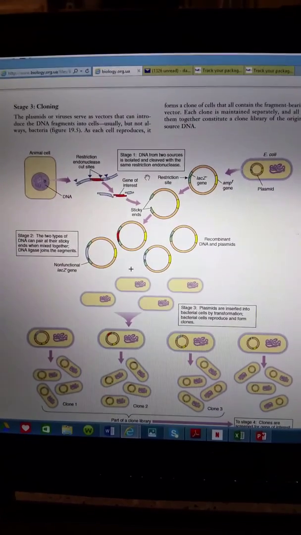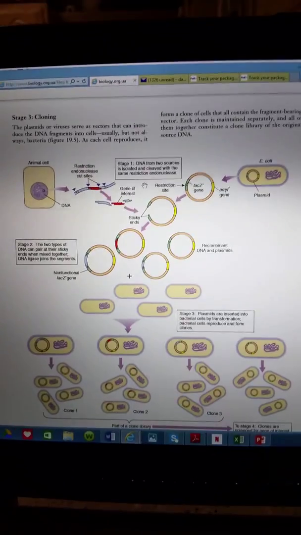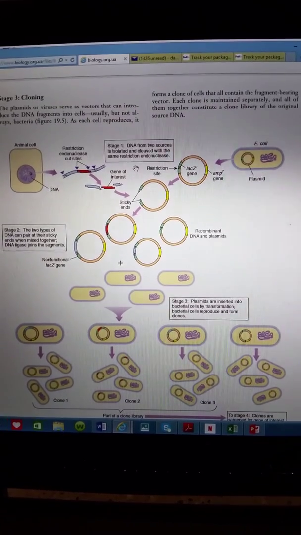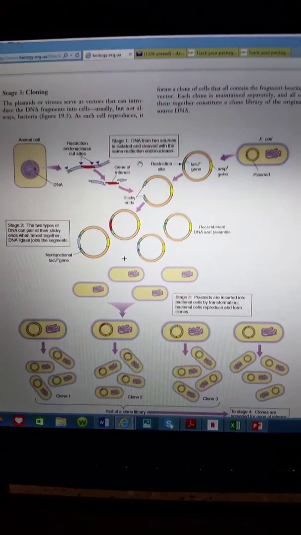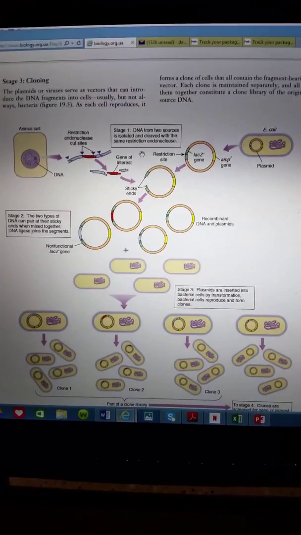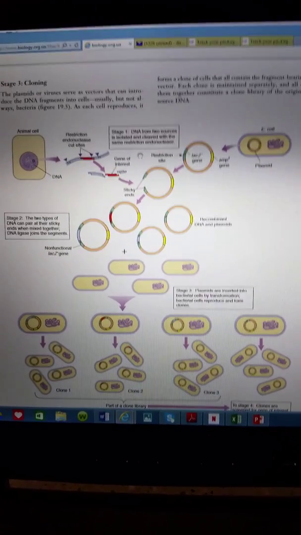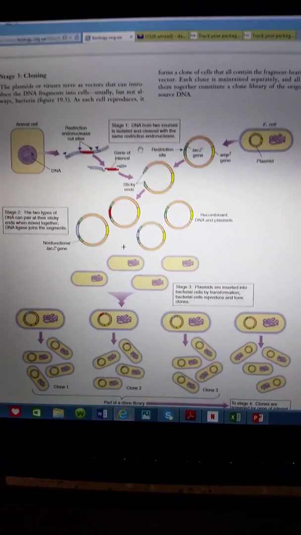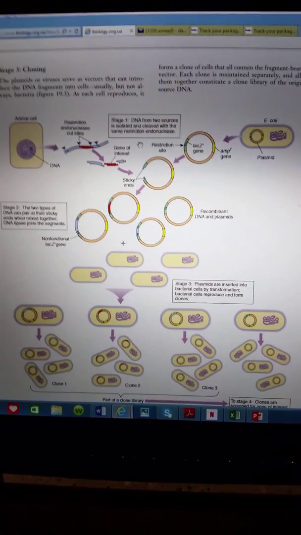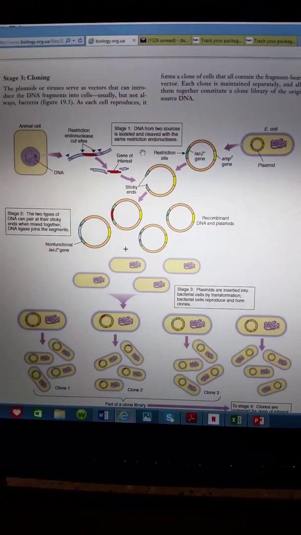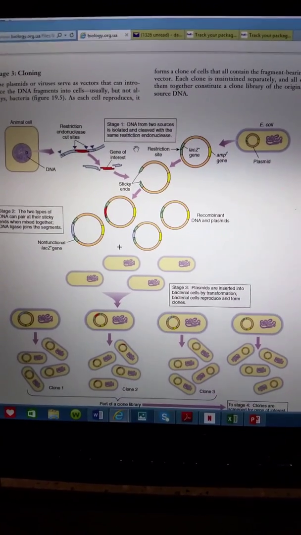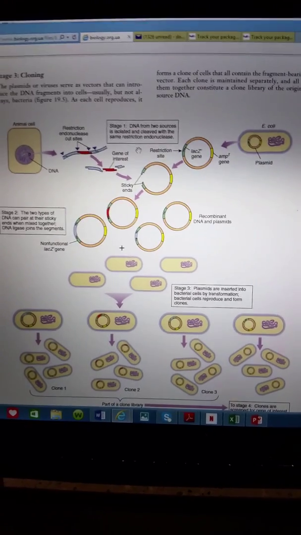In the second stage, we have the production of recombinant DNA. Basically, the fragments are placed into plasmids or viral vectors. A vector is basically anything that takes the gene of interest into a cell, a bacterial cell. Here they're cleaved by the same restriction endonuclease, and the two sources are mixed together and they join together. Basically, they combine.